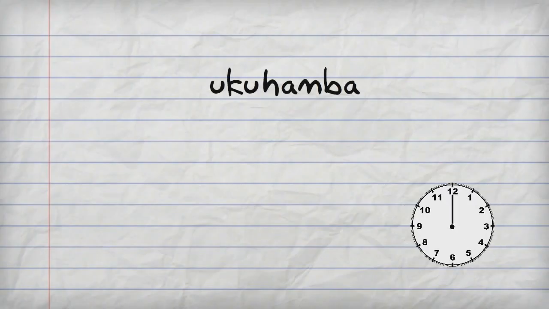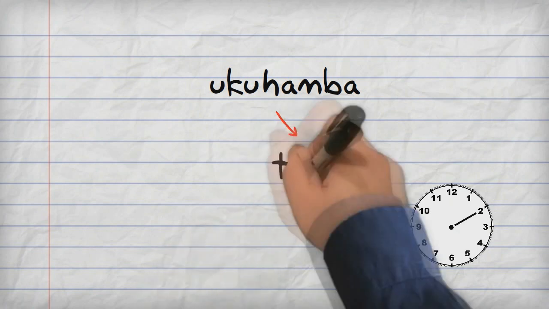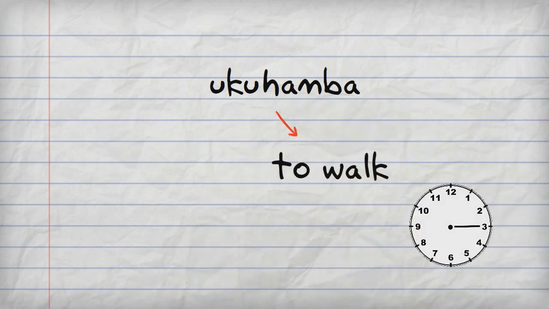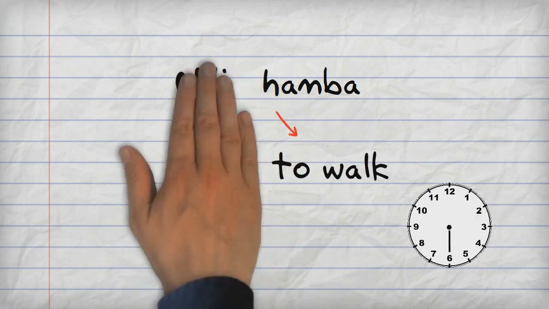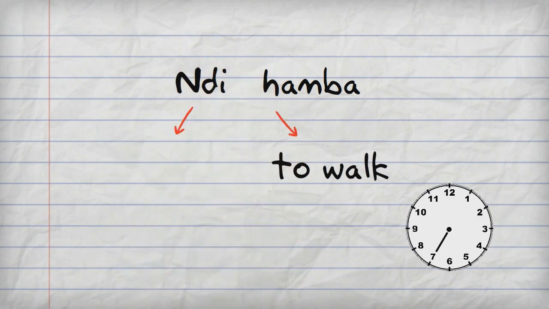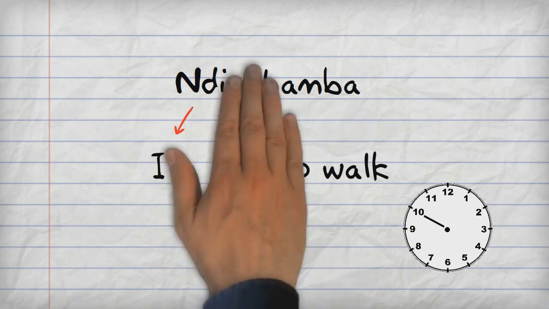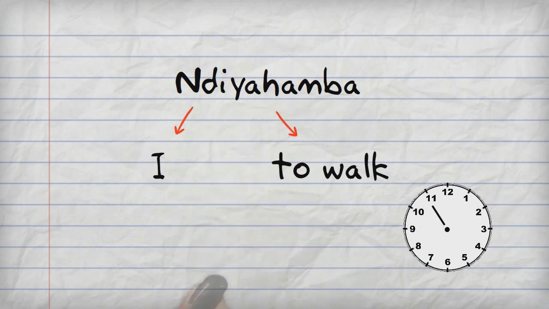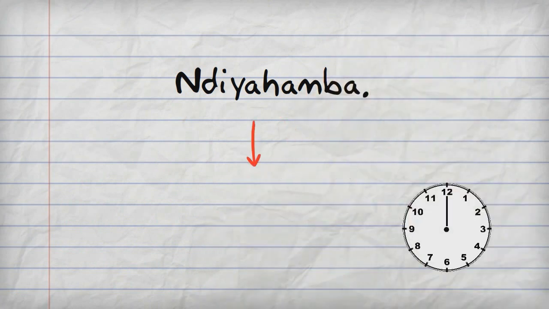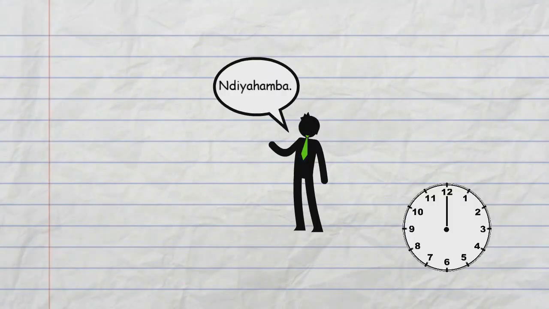Let me explain. So, ukuhamba means to walk. And when you want to say, I walk, you just take away the uku and you add ndi, which means I. But remember, you also need to put ya in between, so it becomes ndiyahamba. I walk. You see how easy it is? Ndiyahamba.